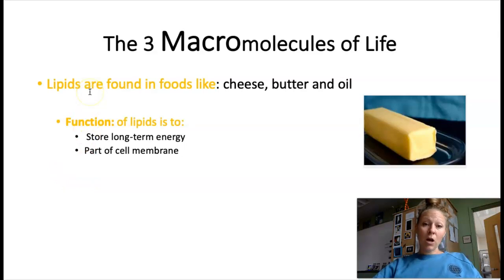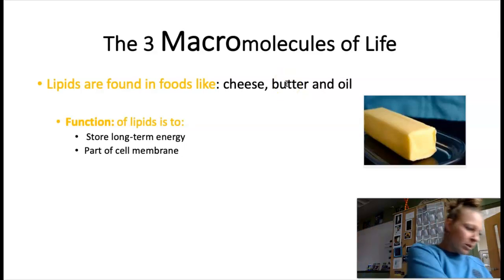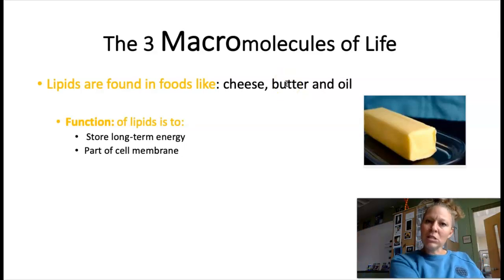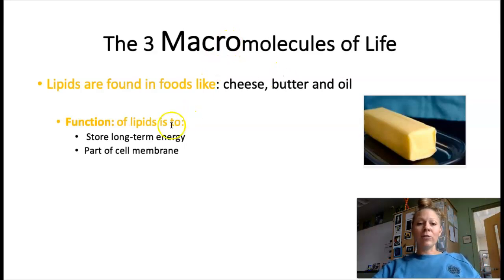Lipids. Lipids, also known as fats, are things like cheese, butter, and oil. It's the stuff that when you eat chips and then you have the grease on your hands and you wipe the grease on your pants and then your pants have a grease stain, those are lipids. And so the function of lipids is to store long-term energy.